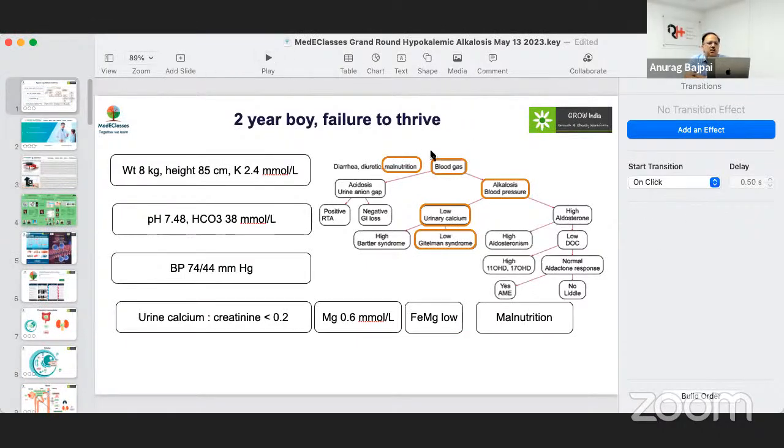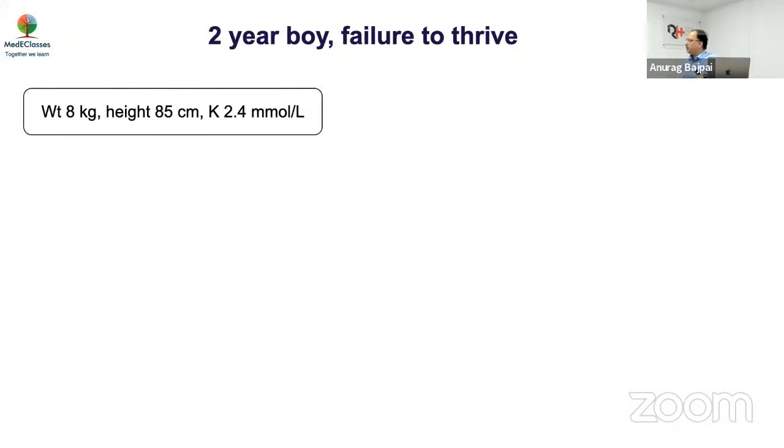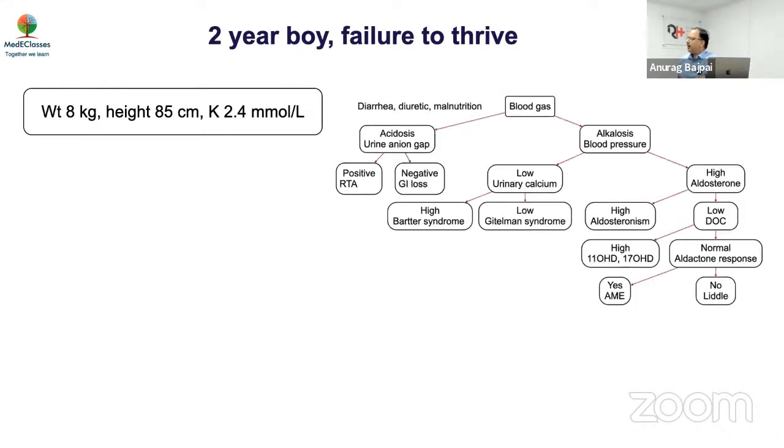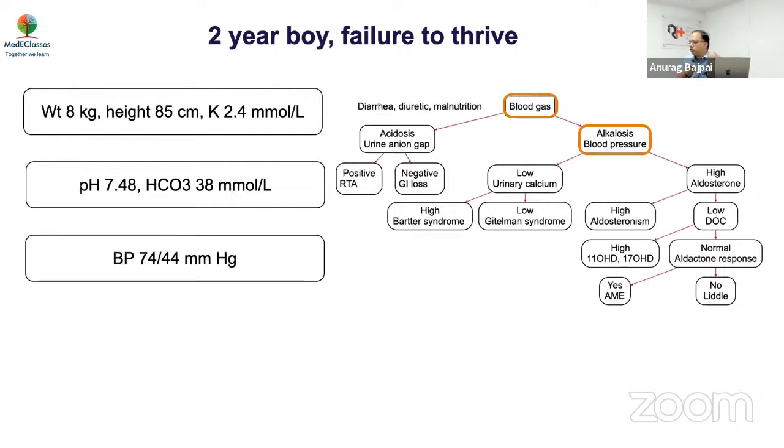Now, these cases can be quite challenging and can have confusing scenarios. So we'll start off with this 2-year-old boy with failure to thrive, who presented with a weight of only 8 kgs, as we can see, and had a compromised height and hypokalemia. Now, the most important approach in hypokalemia, of course, is to see whether there is an acidosis or alkalosis. This individual had metabolic alkalosis, which excludes a lower GI loss or the possibility of an RTA. The next step was to look at the blood pressure, which was normal in this scenario.